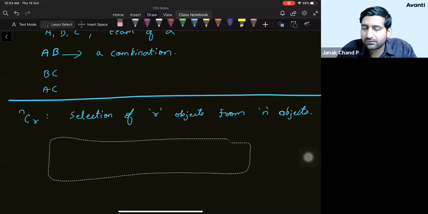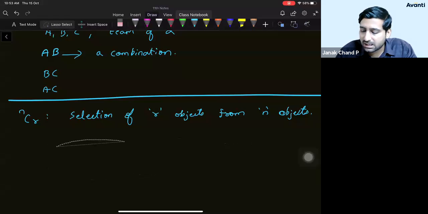If you have a total of N objects, and if I want to select any R objects, then that particular thing is denoted by this. We have already learned what is meant by NPR. It has a similar meaning, but in terms of arrangement. The meaning of NPR is selecting and arranging R objects out of a total of N objects. Okay, fine. Let us now first see, students, what is the formula for NCR?